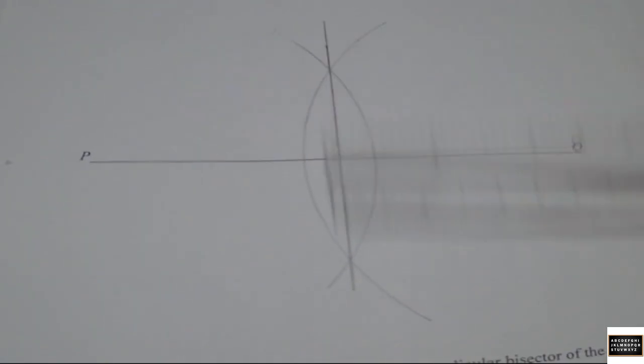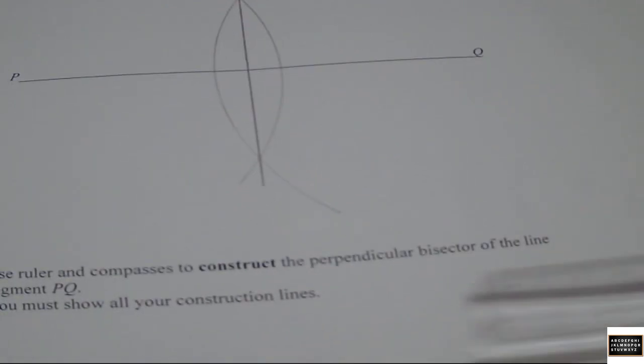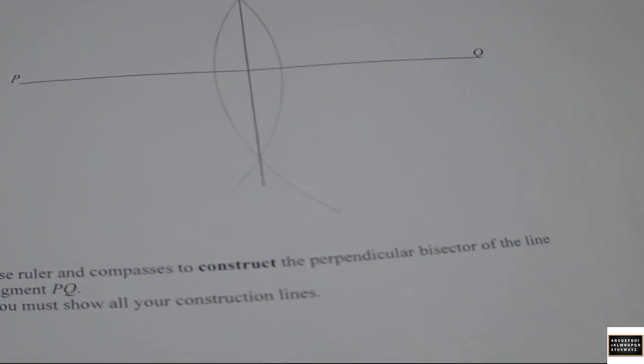So this is perpendicular. It's bisecting this distance. That's what they call a perpendicular bisector. Just definition there: perpendicular bisector.